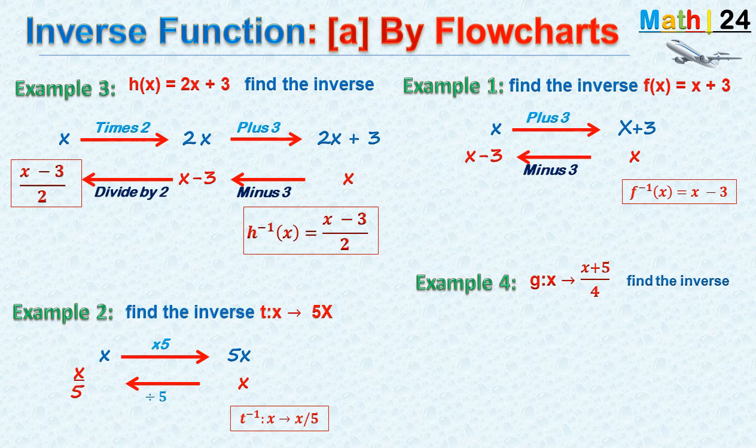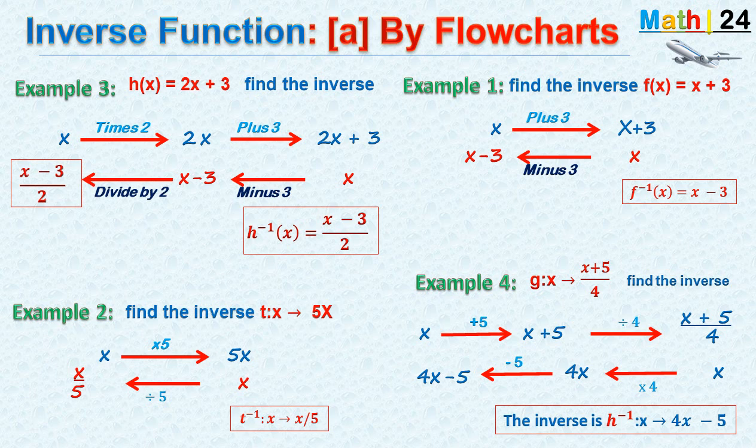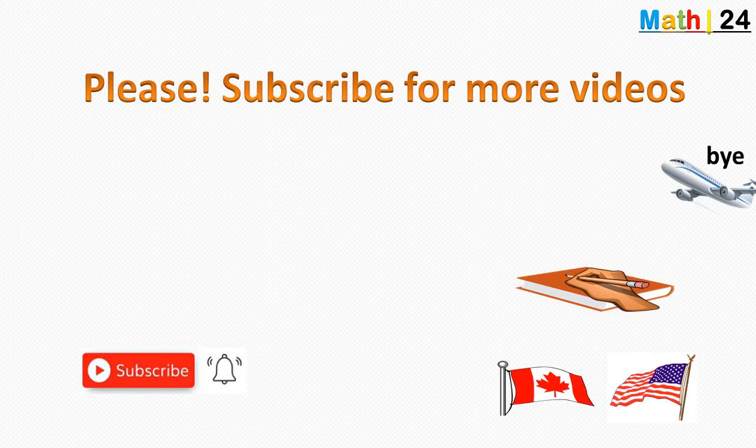And the final example, we have g such that x is mapped onto x plus 5 on 4. Find the inverse. So we have x, we add 5 to have x plus 5, then we divide all through by 4 to have x plus 5 on 4. We now have the function. To have the inverse function, we start with the last step using x at the beginning. Note that you always start with x, so we have x, instead of dividing by 4, you now multiply by 4 to have 4x, and instead of adding 5, the inverse is to subtract 5, and that gives us 4x minus 5. So the inverse of this function is 4x minus 5.